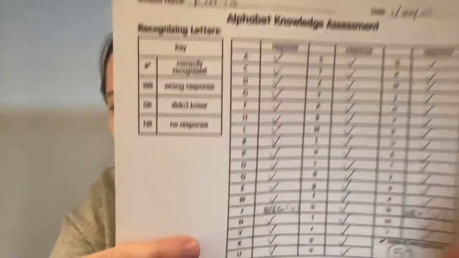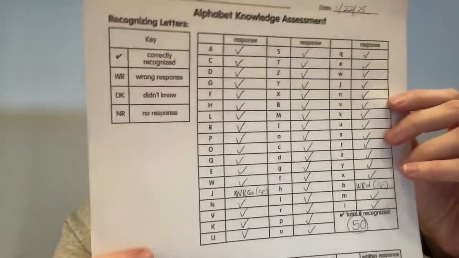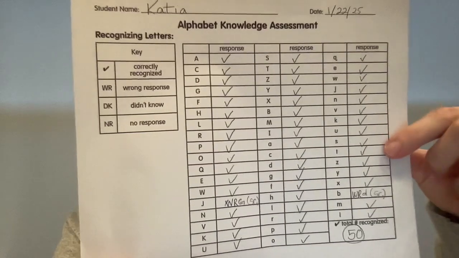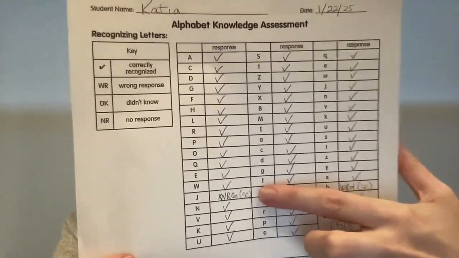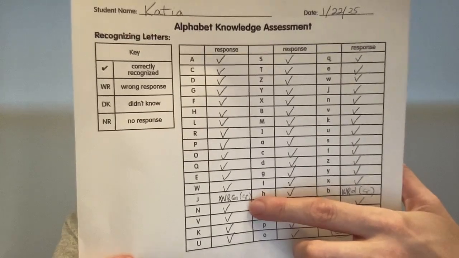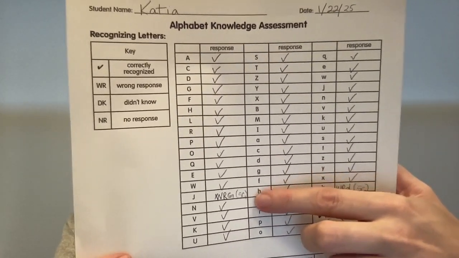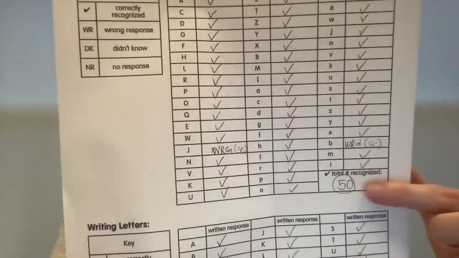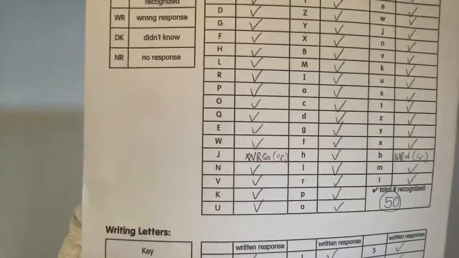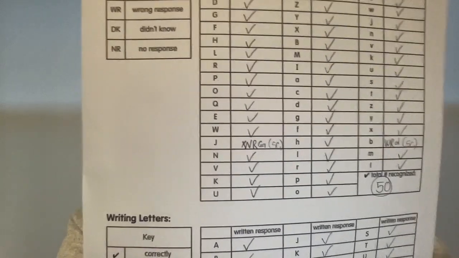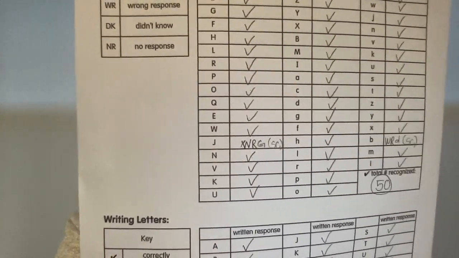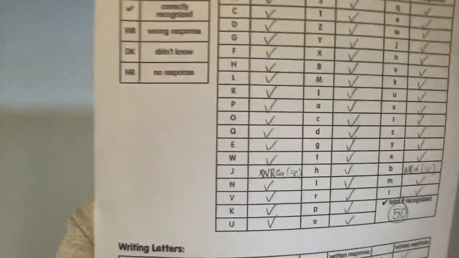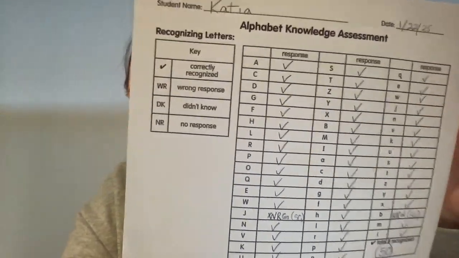So on her assessment sheet, she did do a very good job. I gave her a 50 out of 50. She did do a self-correct for J. She did say G, but it was an immediate self-correct. And then the same for D, backwards. B, she said D, and then it was an immediate self-correct. I gave her 50. I maybe should have given her a 48 out of 50. But she was very solid with recognizing those letters.